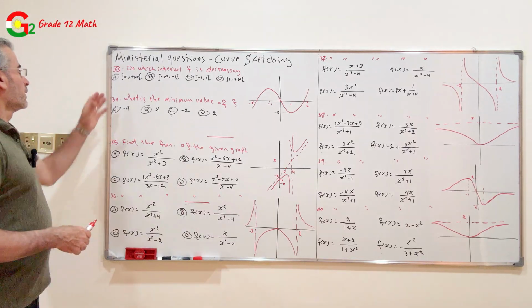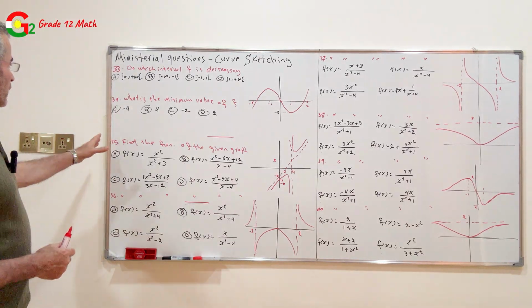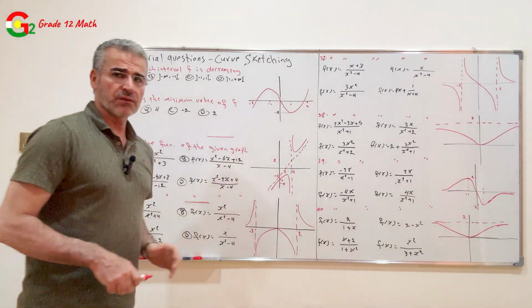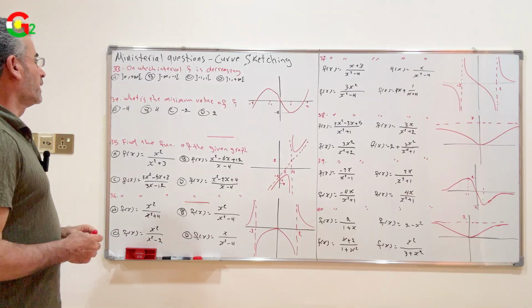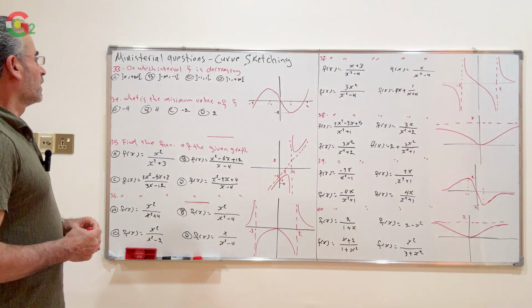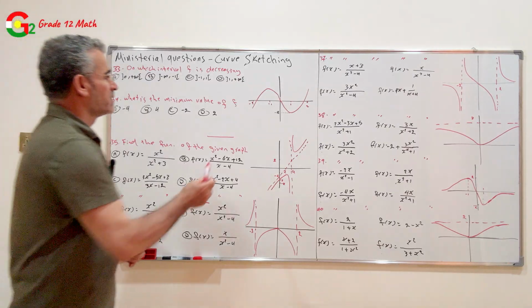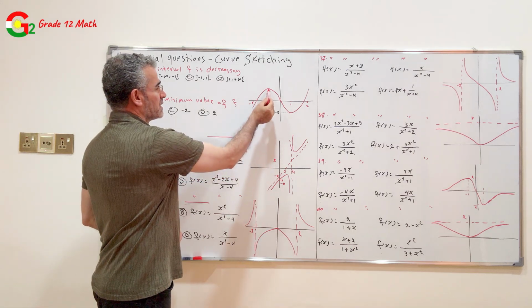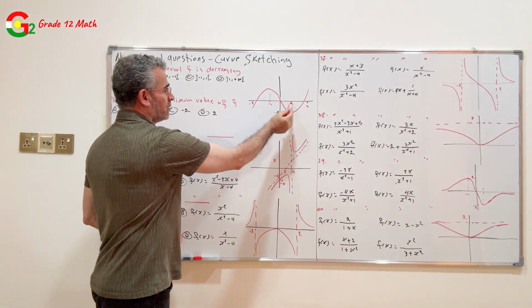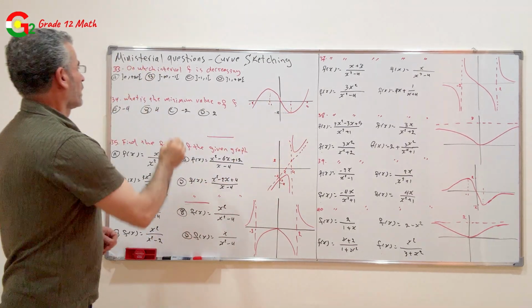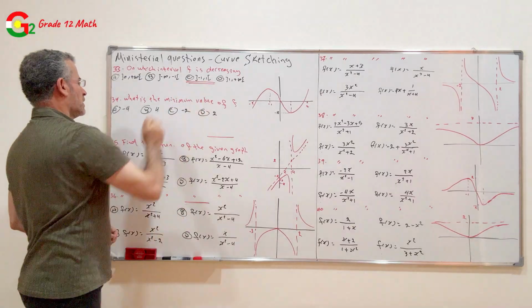Question number 33 and 34. Use the graph given on the right. On which interval is f decreasing? As you see, the function is decreasing from negative 1 to 1. Therefore, the right choice is C.